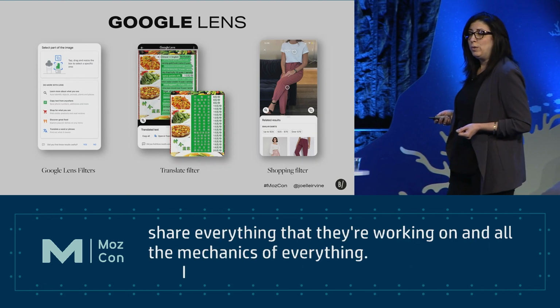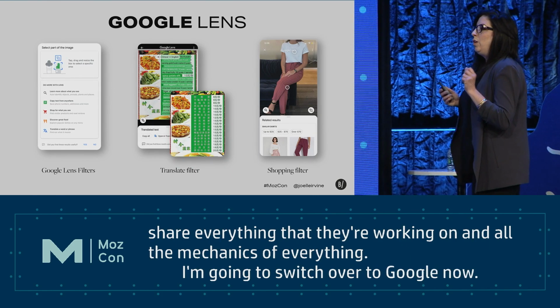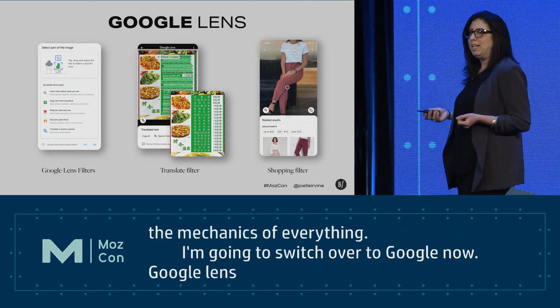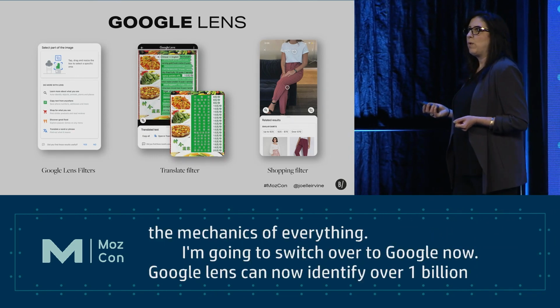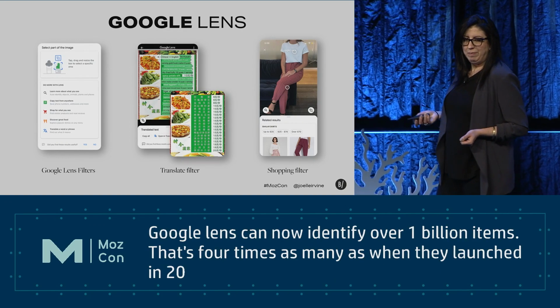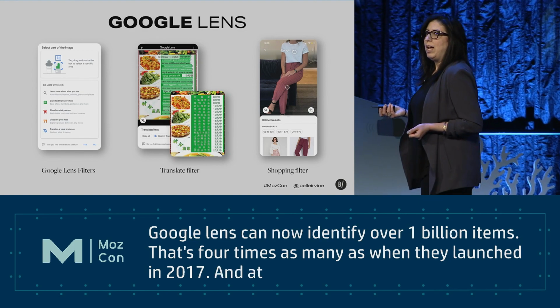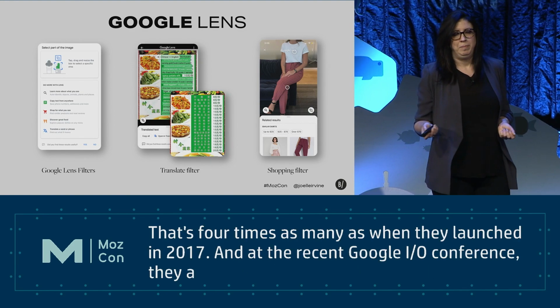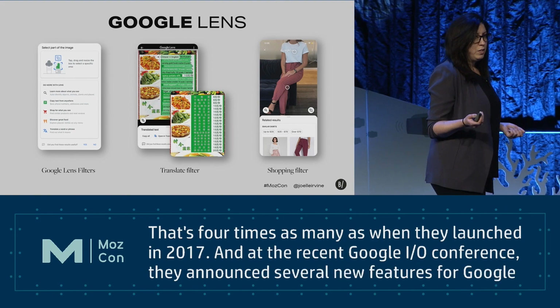I'm going to switch over to Google now. Google Lens can now identify over 1 billion items. That's 4 times as many as when they launched in 2017. And at the recent Google I/O conference, they announced several new features for Google Lens. Some of those are new filters.